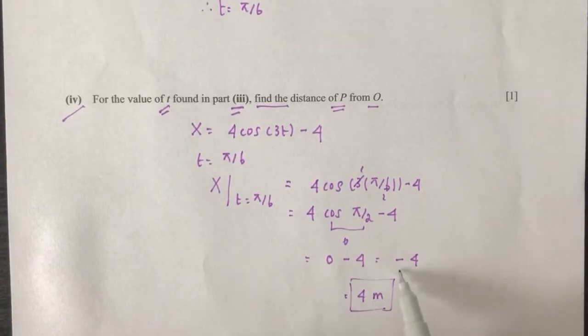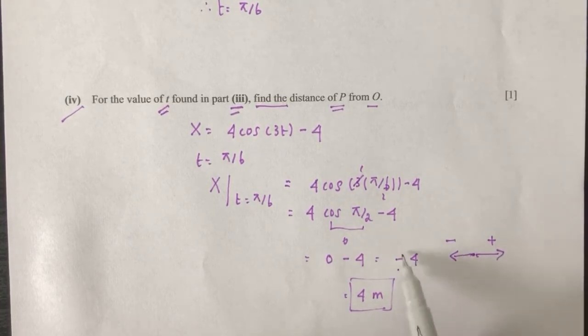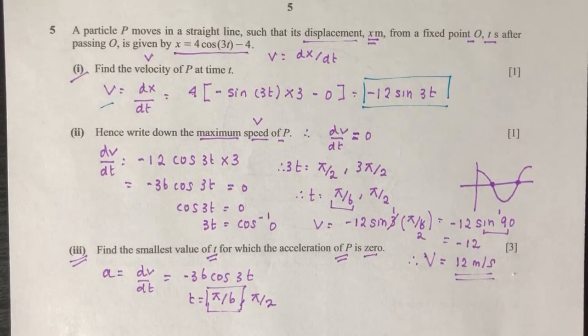So minus 4 means the direction. It means that it goes in the opposite direction, and positive means it goes in the positive direction. So this is just direction, but the distance is 4 meters. And that is for question number 5.